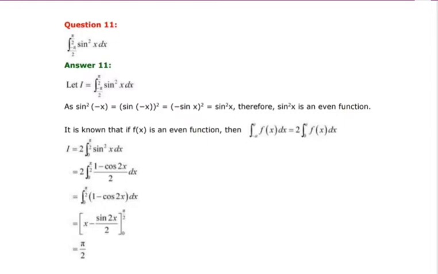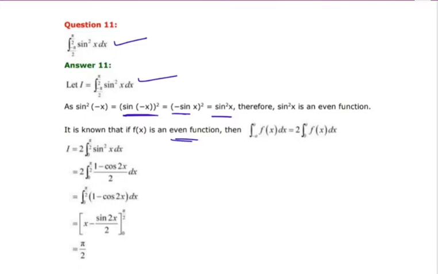So question number 11: integration from minus pi by 2 to plus pi by 2 of sin square x dx. So let's see. Let I equal the integration from minus pi by 2 to plus pi by 2 of sin square x dx, as sin square of minus x can be written as sin of minus x whole square, which is sin square x. Therefore sin square x is an even function, right? So it is known that f of x is an even function here.